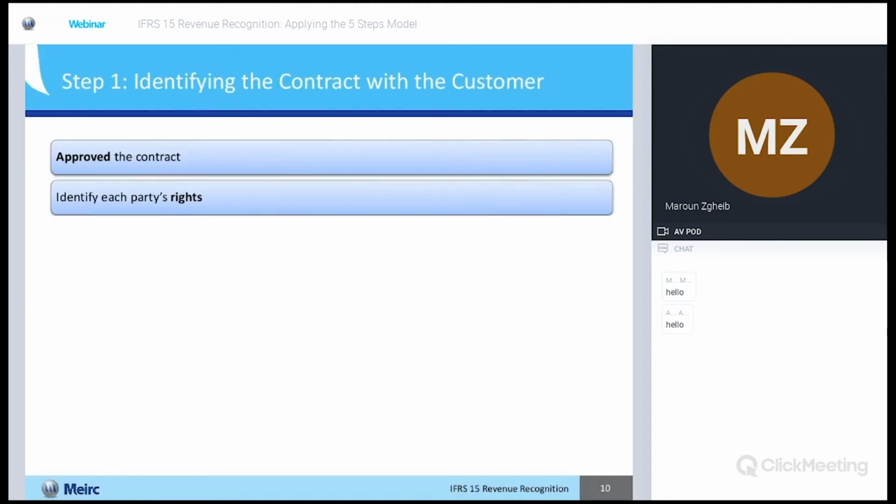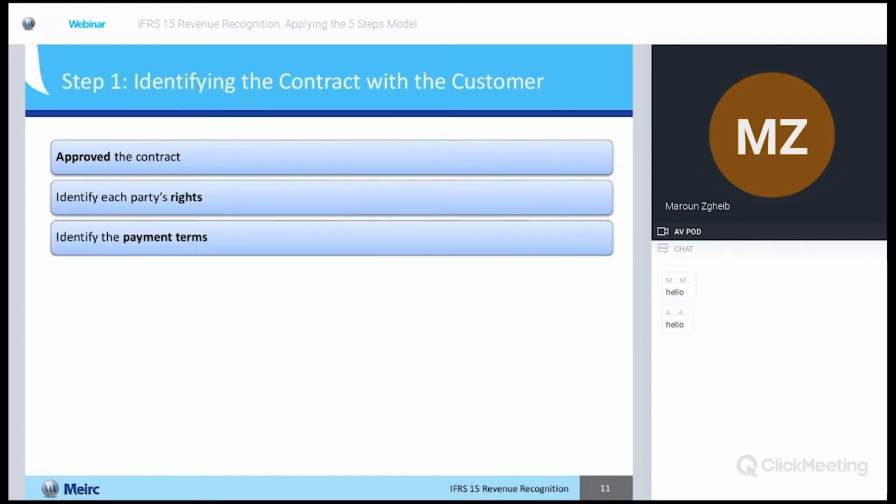The other component of approving the contract is identifying each party's right. Me as a seller, my right is for payment. You as a customer, your right is that I satisfy the performance obligations. I deliver for you something of good or service, and the transaction must have a commercial substance. It must not be a free transaction.